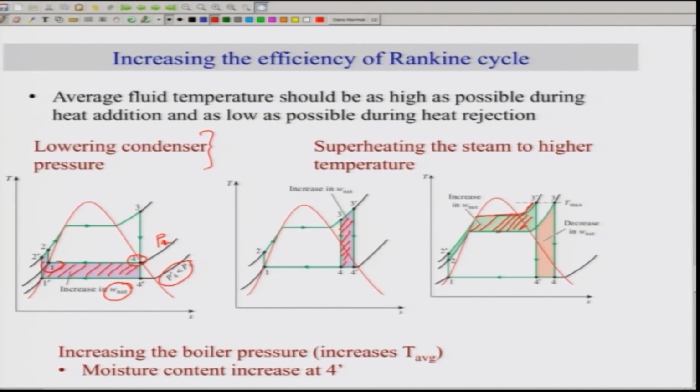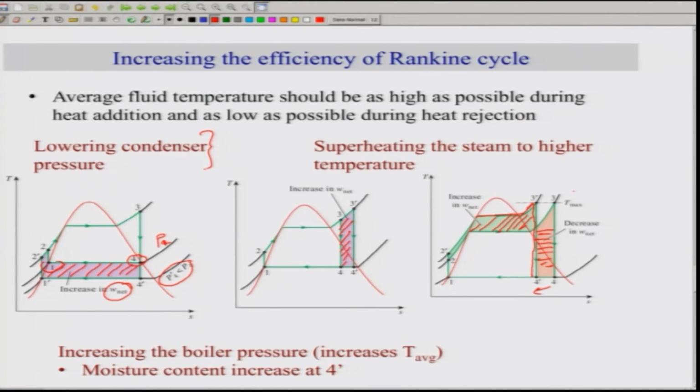but of course there will be a decrease in the W net, because this line, which is the isentropic line, will shift to the left from 4 to 4 dash, and this is the amount which will get reduced. But this T max, or superheating the steam to a higher temperature, is limited by the metallurgical constraints. That means the container should be able to sustain that much heat.